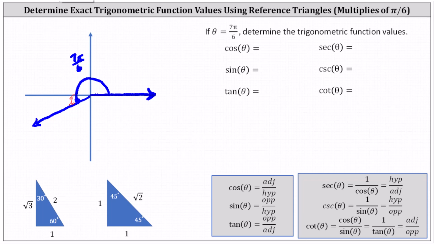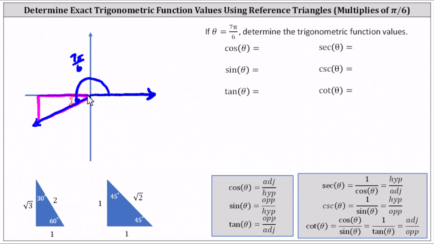To sketch the reference triangle, we sketch a vertical segment from any point on the terminal side to the x-axis, let's say here, and notice this forms a right triangle. This right triangle is the reference triangle. Notice we have a pi divided by 6, pi divided by 3, pi divided by 2 reference triangle, or a 30, 60, 90 reference triangle, because we're in the third quadrant where x is negative and y is negative.